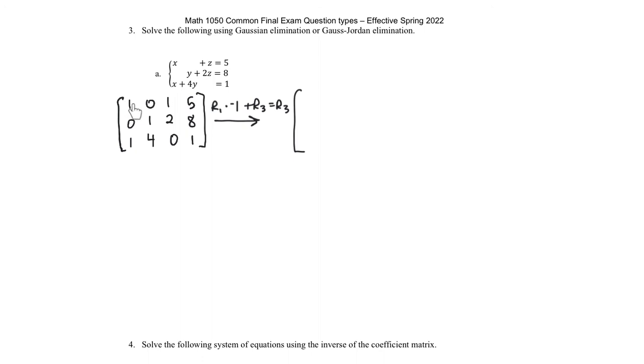So every entry in row 1 gets multiplied by negative 1, so that makes a negative 1 plus 1, which is 0. Then we have 0 times negative 1, which is 0. 0 plus 4 is 4. Then here we have negative 1 times 1, which is negative 1, plus 0 is negative 1. And here we have negative 1 times 5, which is negative 5, plus 1 is negative 4. I'm going to keep that as the only operation for that step.